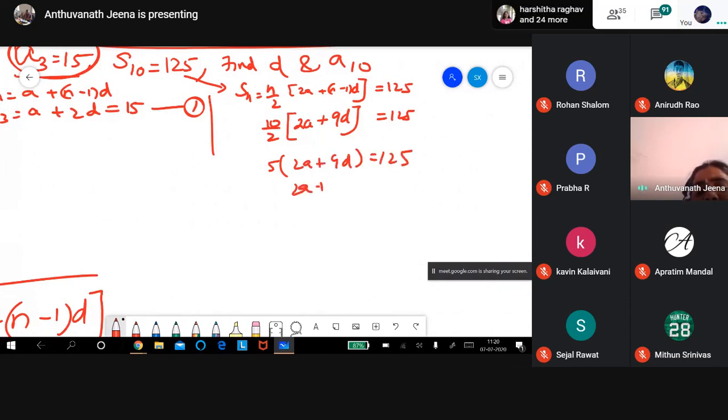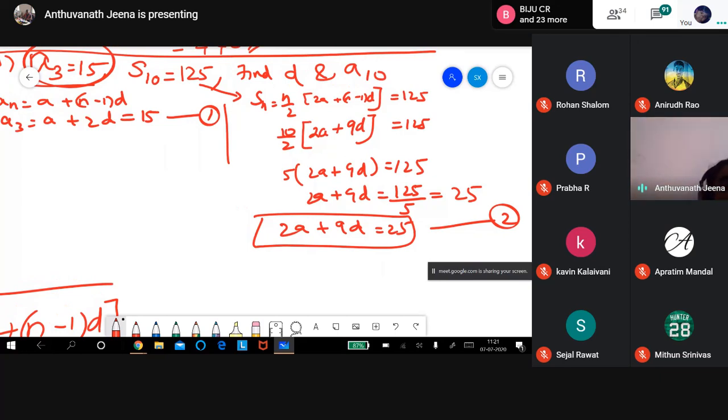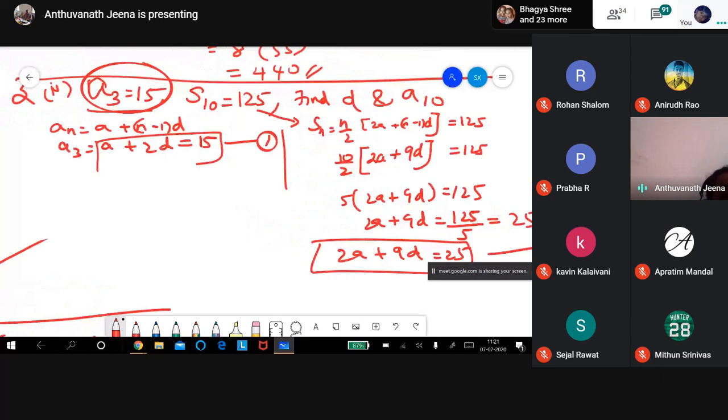Bring that 5 to this side. 2a plus 9d is equal to 125 by 5. What is 125 by 5? 25. Very good. 2a plus 9d is equal to 25. This is the second equation, children. Now we have a linear equation with two variables to solve. Solve the first and second equations to get a and d.